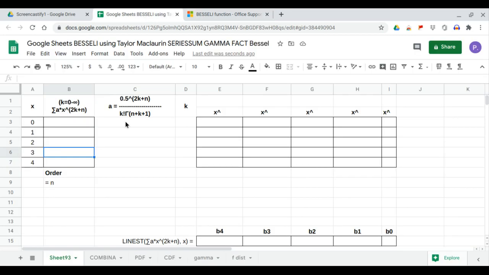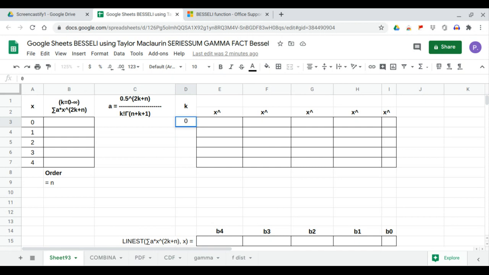In this video, we will generate the trendline dataset and polynomial of the Bessel function for values of x from 0 to 4. Using the Taylor-Maclaurin series sum, the Bessel function is equal to the summation of a times x to the power 2k plus n, where the coefficient a equals 0.5 to the power 2k plus n divided by k factorial times gamma(n plus k plus 1). Our value for k is from 0 to infinity.